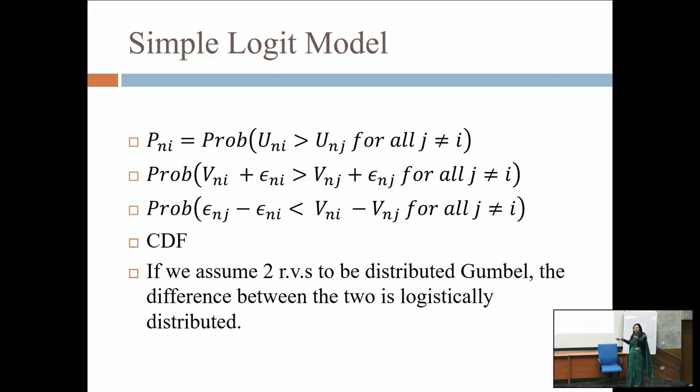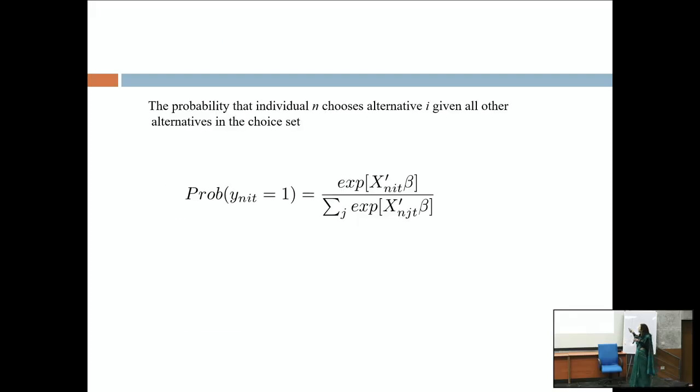So starting from a utility function, I've already come to the CDF, and we also now need to assume the distribution of epsilon. If I assume that epsilon is distributed extreme type 1 or Gumbel, then there is a result that the difference between two of these Gumbel distributions is logistically distributed. So you can see how easily from my utility function I've come to the logistic function, and that's why I can use logit models. In a conditional logit model, the probability that an individual is going to choose an alternative I will be simply given by this ratio.